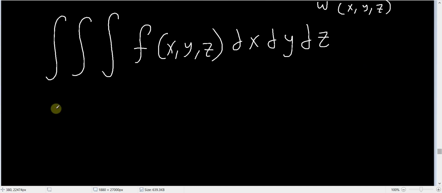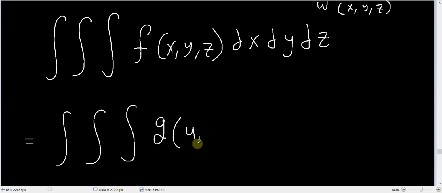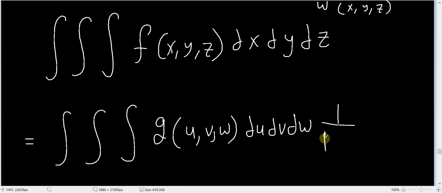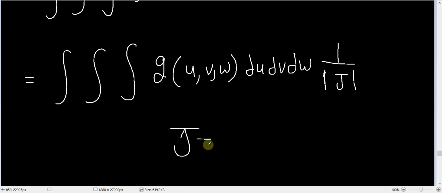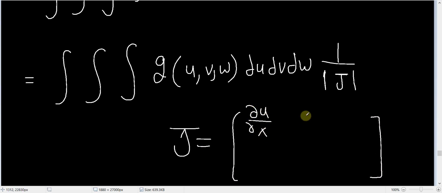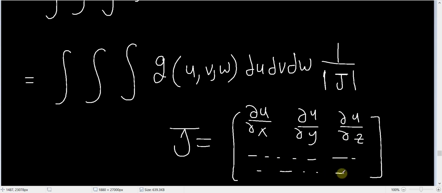Then I can say that this integration is equal to another triple integration over some other function g of u, v, and w. Here I can have du, dv, dw, again multiplied by 1 over the determinant of the Jacobian relating all those variables, and in this case the Jacobian will be a 3 by 3 matrix, here having partial u by partial x, partial u by partial y, partial u by partial z here, and continue for the other 2 rows.